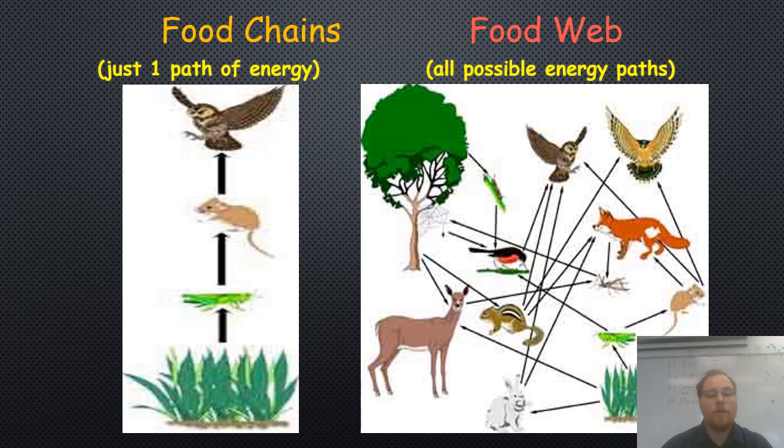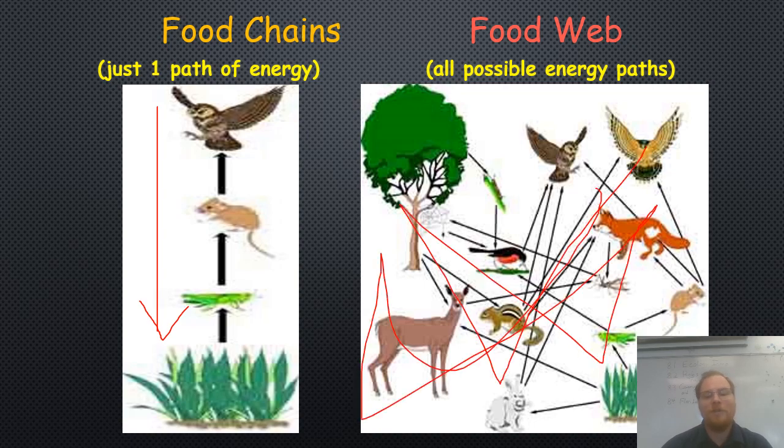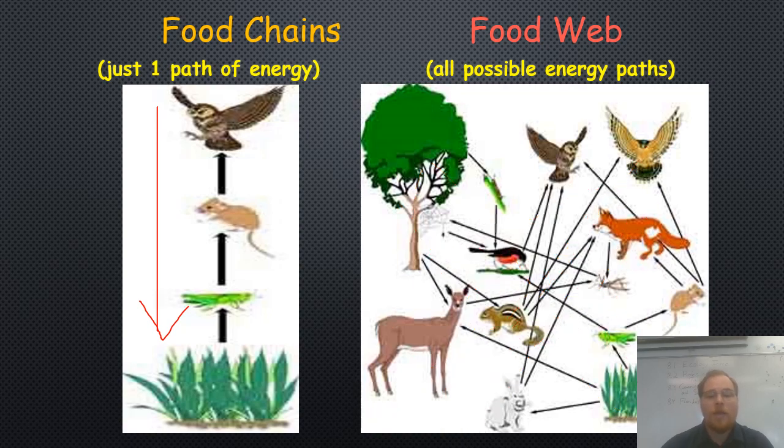So, just to clarify things, a food chain is just one path of energy, okay? A food web is all the paths of energy that are within an ecosystem. Basically, how all of them interact with each other. And we're not just talking about one straight line of things, but we're talking about all the organisms in an environment. And you can probably imagine that a food web with all the possible energy paths can get pretty complicated.